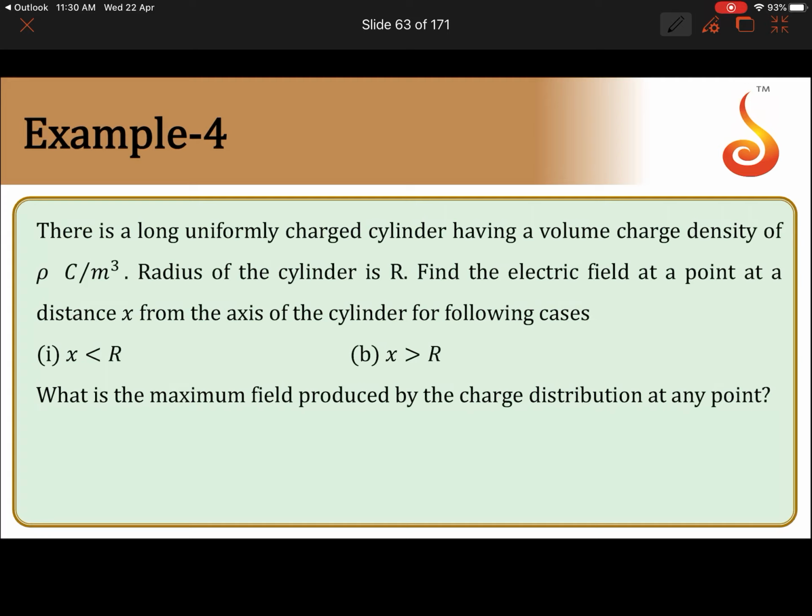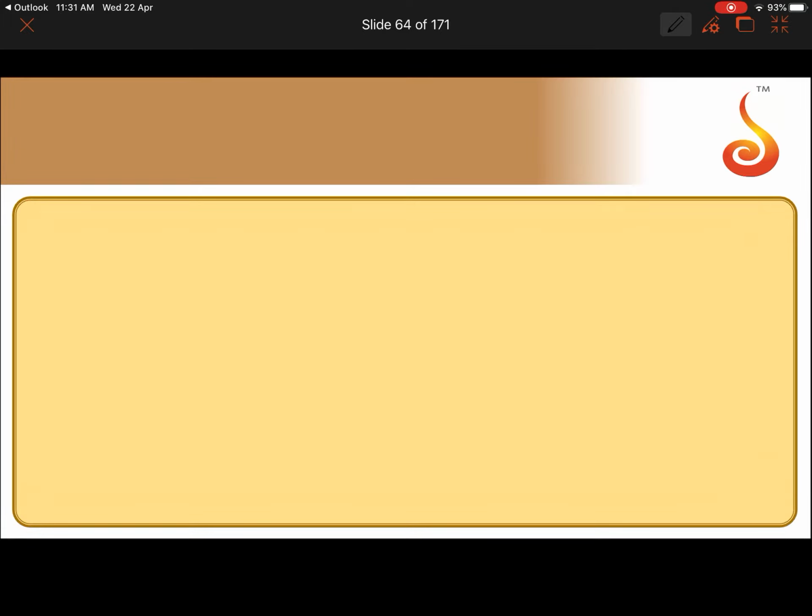Now come to example number 4. There is a long uniformly charged cylinder having a volume charge density of rho coulomb per meter cube. Radius of the cylinder is r. Find the electric field at a point at a distance x from the axis of the cylinder for the following two cases, x less than r, x greater than r. What is the maximum field produced by the charge distribution at any point?